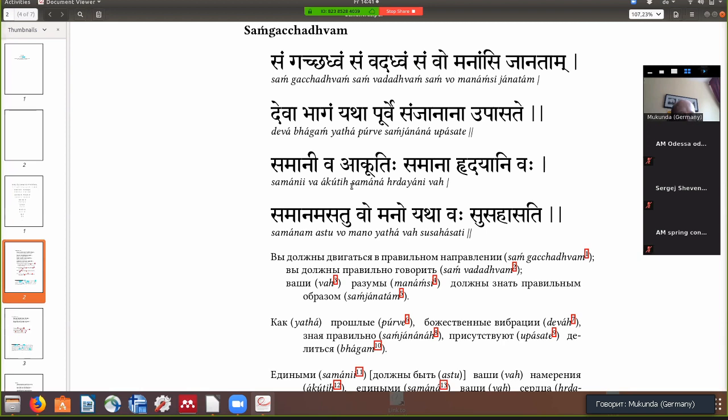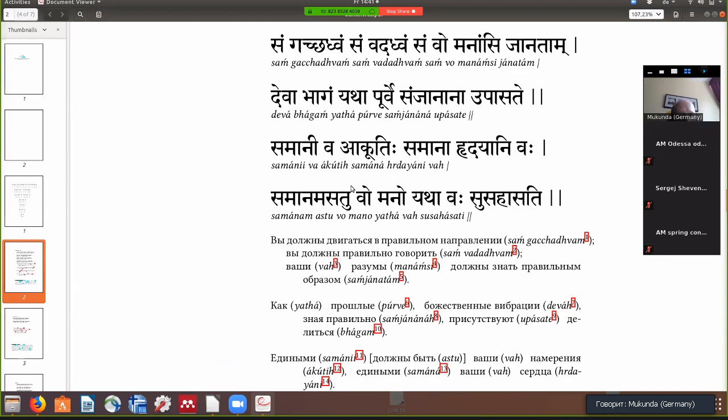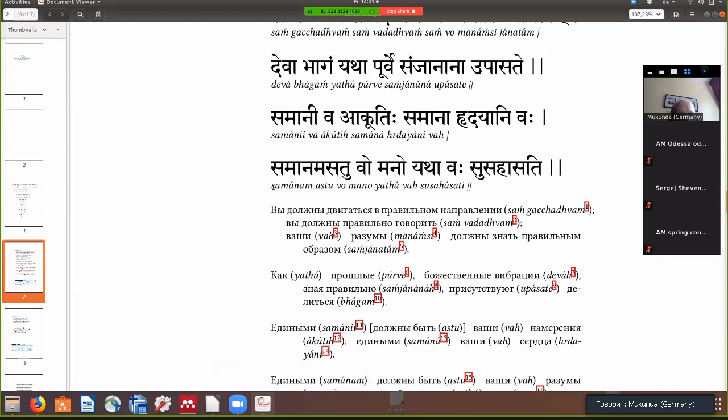Sorry about that. But anyway, one thing I wanted to say is that here the samanam astu, now it looks like asatu. If you have a word ending in a consonant, then the next word in Devanagari script or any of the other Indian scripts will be joined to it.